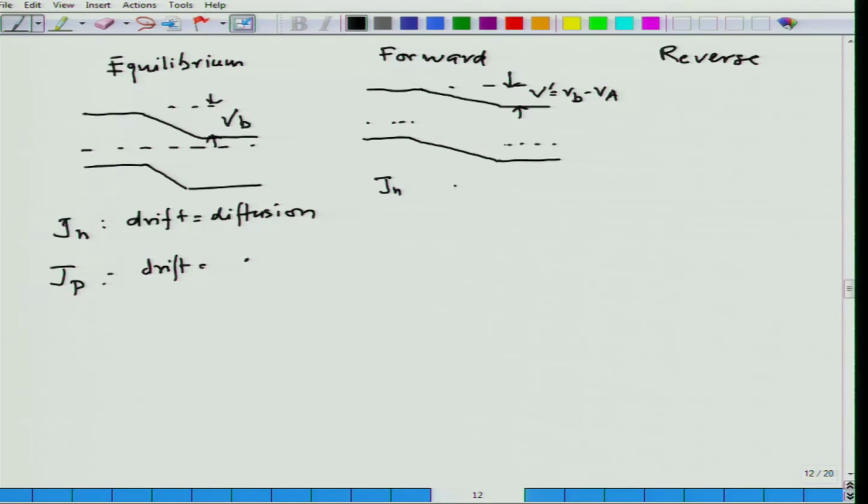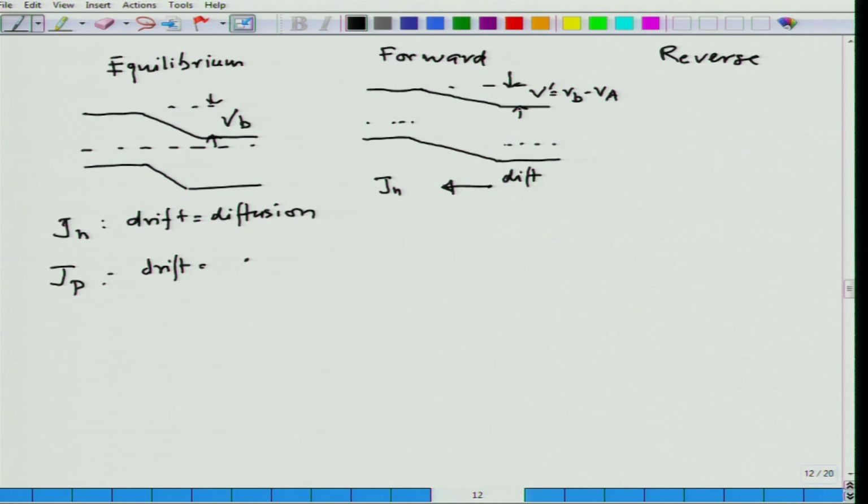Now, if you look at only the drift current for electrons, the diffusion current was in this direction and the drift current was equal in the opposite direction. If I reduce this field, what will happen to the drift current of the electron?